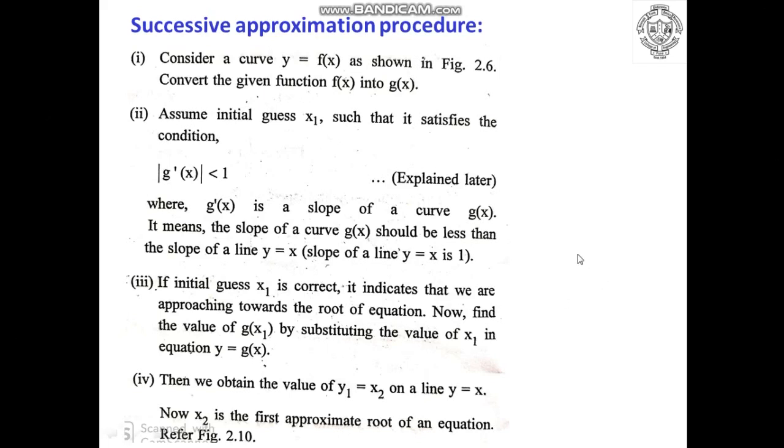So if your initial guess x1 is correct, it indicates that we are approaching towards the root of the equation. Now let us find the value of g of x1 by substituting the value of x1 in the equation y is equal to g of x. Then we obtain the value of y1, which is equal to x2 on the line y is equal to x. I am going to explain this particular point in the graphical representation in the next slide. So now x2 is the first approximate root of the equation.